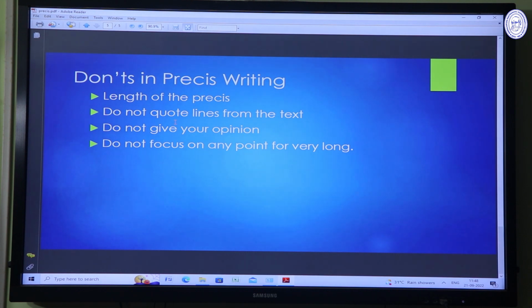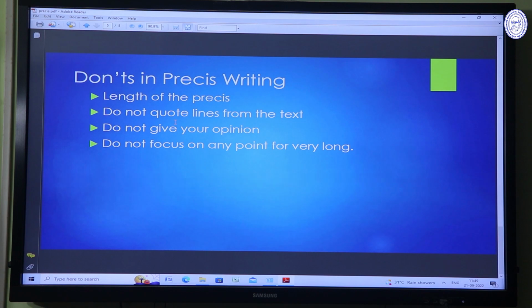In fact, you must not even write almost the same language while you are writing the Precis. Be very careful about this. This is a very common problem among students when they almost copy everything, lines, phrases, words from the main text. This will go against you.